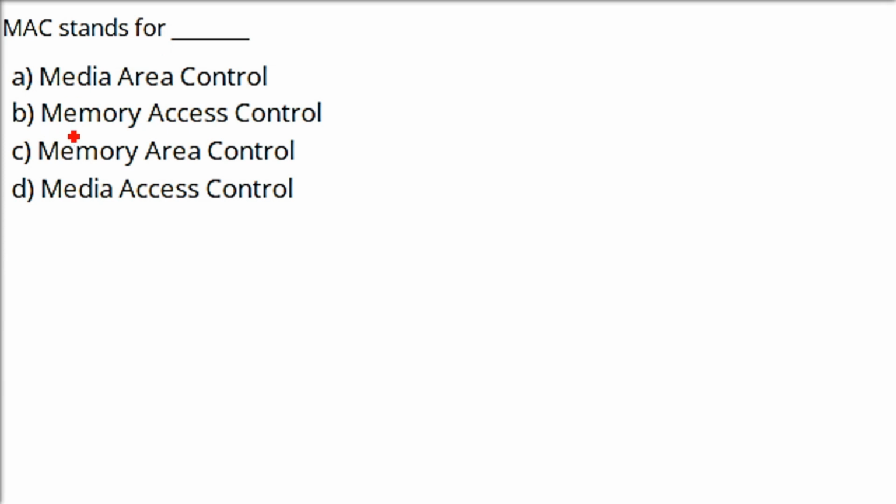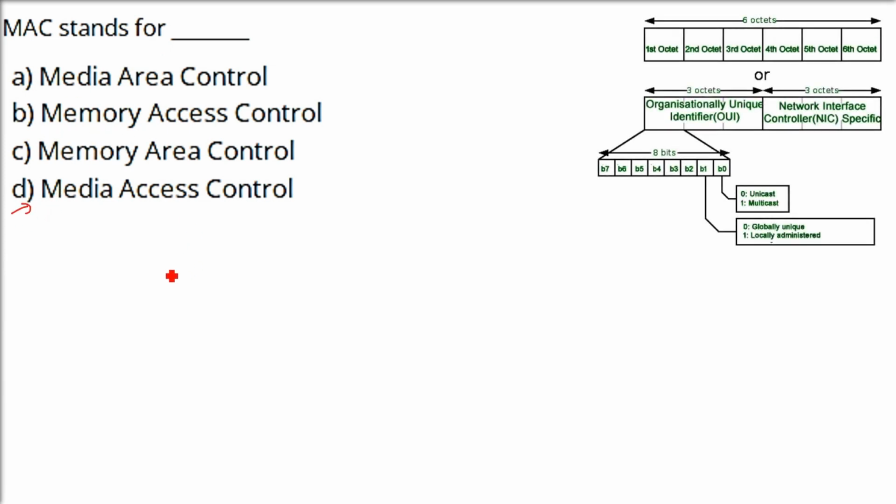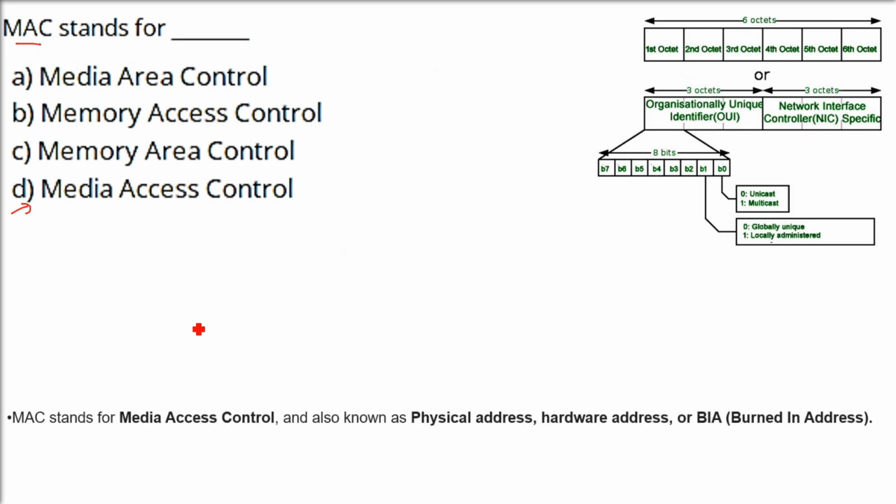Next is MAC stands for. So MAC stands for, the answer here is D, which is media access control. So this media access control, MAC stands for this only. So from where it has come, I'll just explain that. So before that, MAC stands for media access control. And not only is this the acronym, but this MAC address is also called a physical address. It is called a hardware address. And because it cannot be changed.